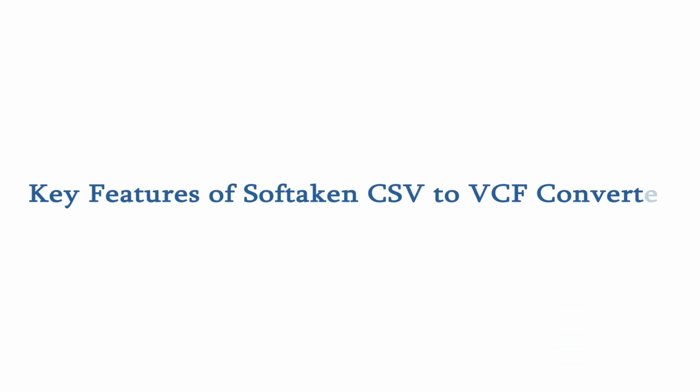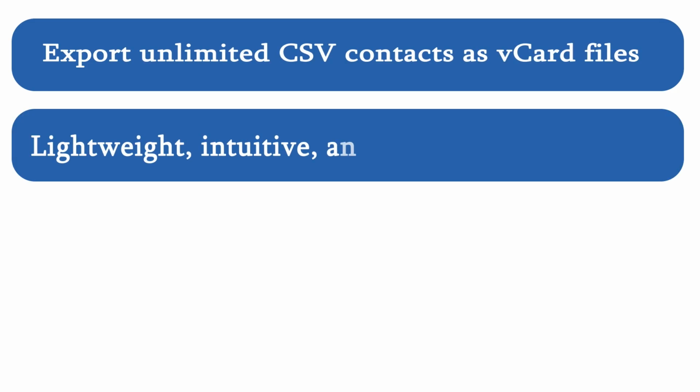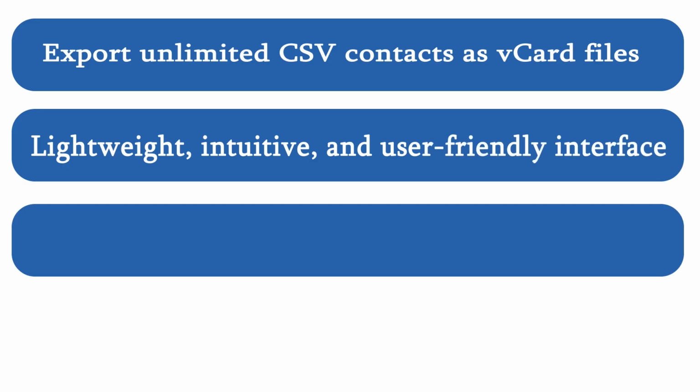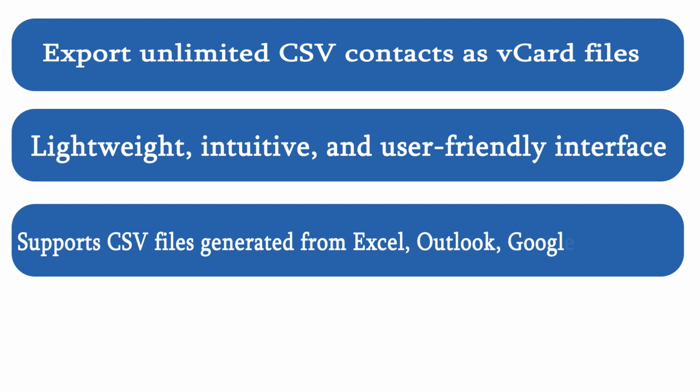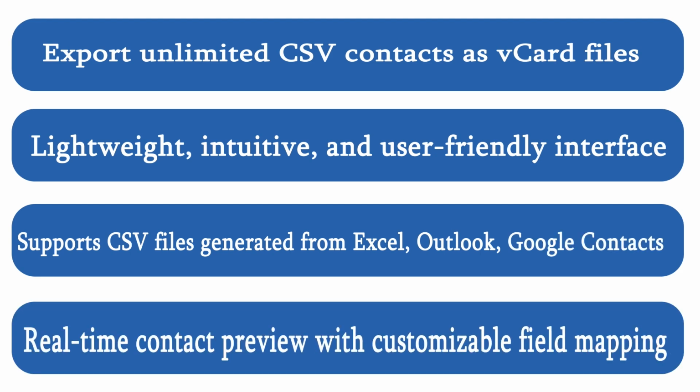Key features of Softaken CSV to VCF Converter. Export unlimited CSV contacts as vCard files. Lightweight, intuitive, and user-friendly interface. Supports CSV files generated from Excel, Outlook, Google Contacts, and more. Real-time contact preview with customizable field mapping.